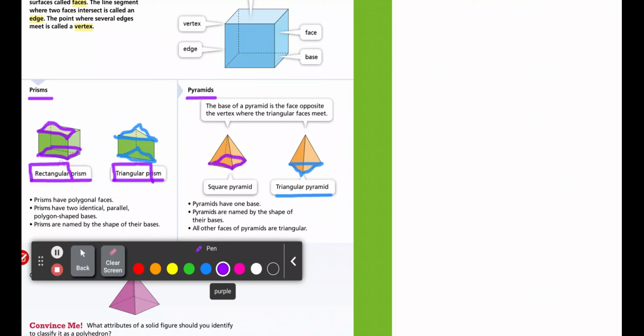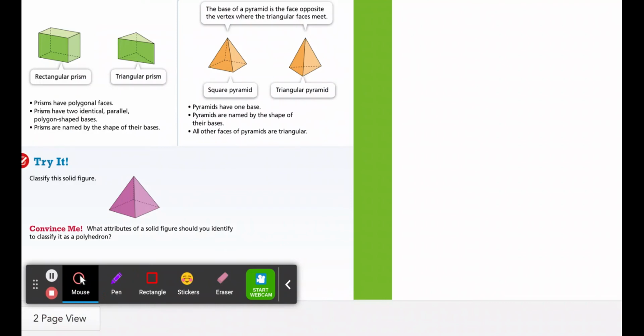What else is important with pyramids? Up here it says the base of a pyramid is the face opposite the vertex where the triangular faces meet. So up top would be the vertex, and the base is at the bottom. So now let's look at this, try it.